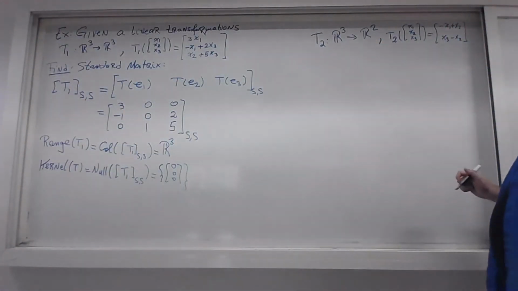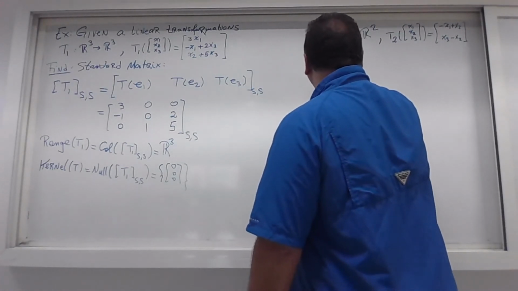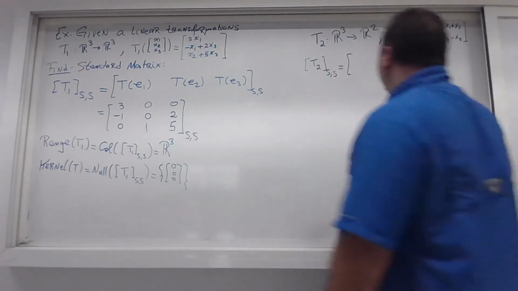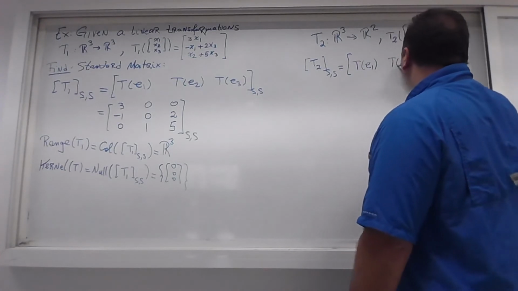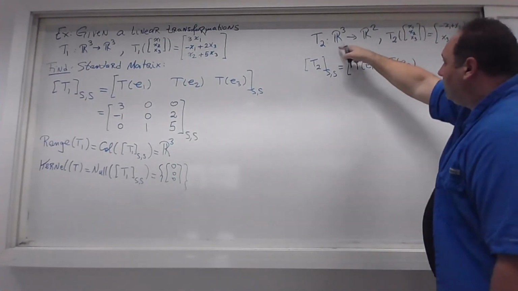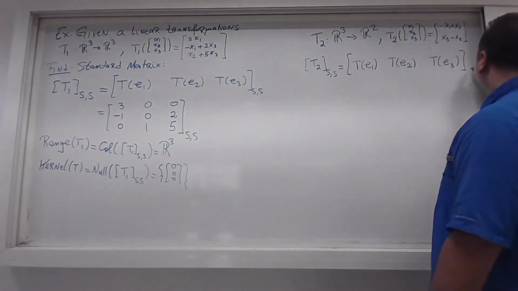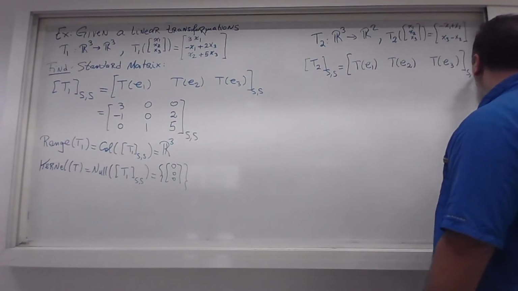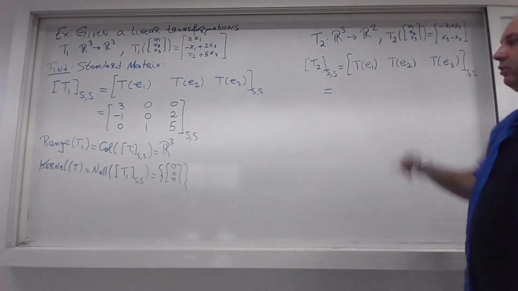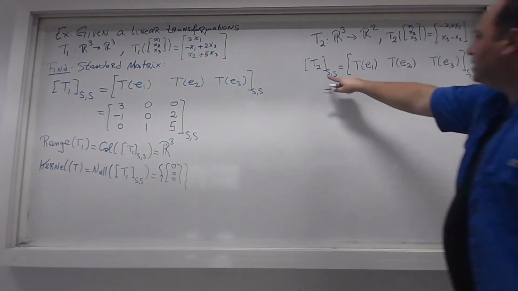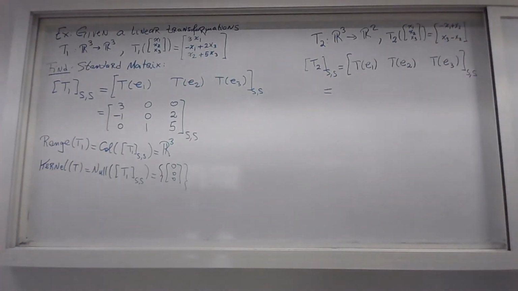So how to find the standard matrix for T2? Well, the same process. First column is the image of the first basis vector. Second column is the image of the second basis vector of R3. And the third column is the image of the third basis vector of R3. I keep writing these because they will be very useful later on. So this means standard input, standard output, standard basis for input space, standard basis for output space.